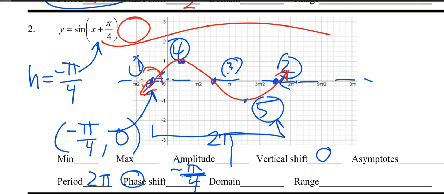Because inside these parentheses, we have x minus negative pi over 4. On the street, they call that x plus pi over 4. But to you and I, x minus negative pi over 4. So your phase shift is this part right here. Okay? Because it's always got to be x minus. Our form has that x minus h. If it was x minus pi over 4, then my answer would be positive pi over 4.